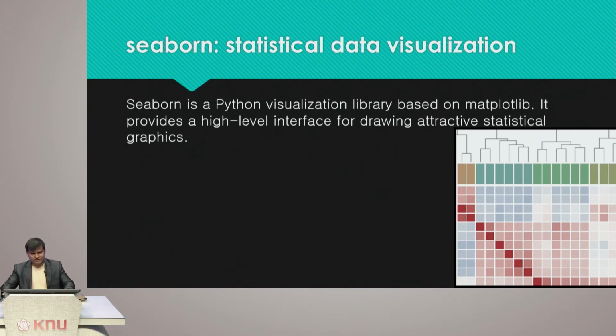Seaborn is another statistical data visualization tool. This can also be as useful as Matplotlib, as Seaborn is a Python visualization library based on Matplotlib. It provides a high-level interface for drawing attractive statistical graphics. Whenever we visualize data, we can come to a conclusion or get some insight and analyze it quite easily compared to just looking at the data itself.